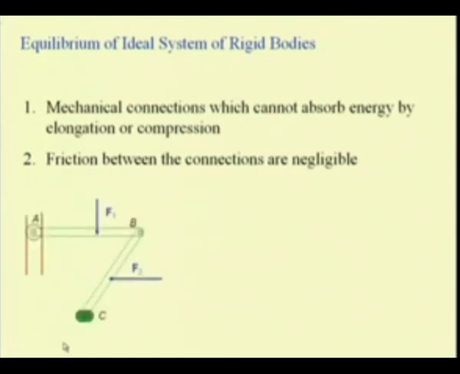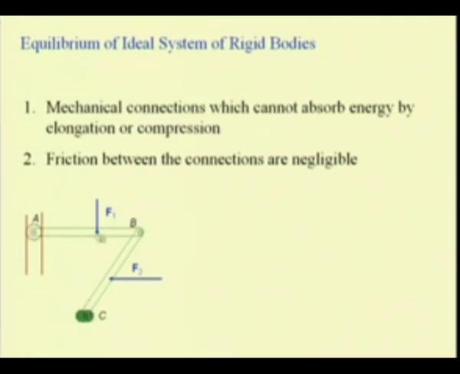So, here let us see some examples like this system of connected rigid bodies where we have a link AB and CB connected at this pin joint, connected by a smooth roller at A and pinned at C.